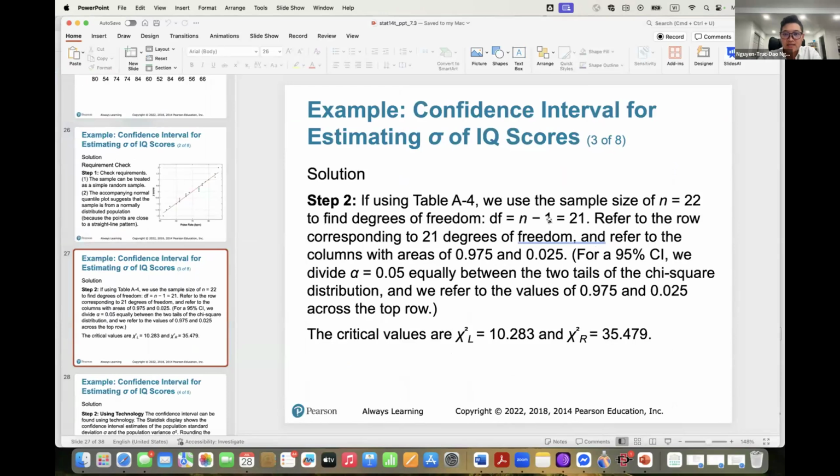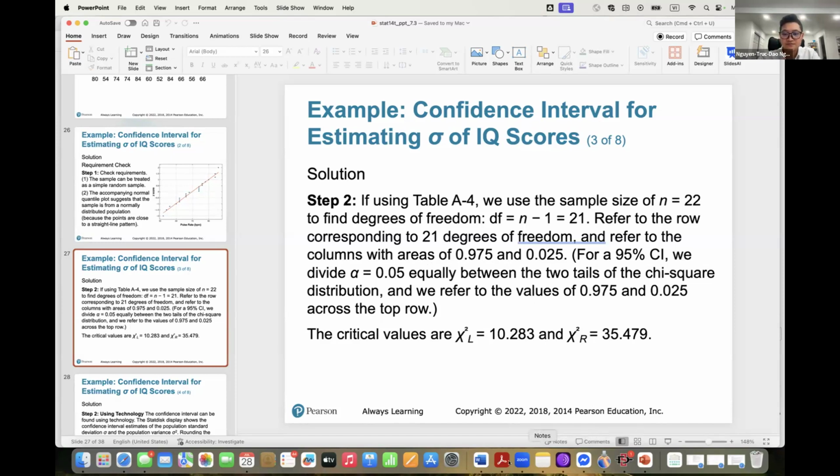Now we look at the degrees of freedom. It is n minus 1, right? The sample size is 22, so df is going to be 21. And now we refer to the columns with areas 0.975 and 0.025 to find the chi-square left and chi-square right. This is the left-tailed and this is the right-tailed.